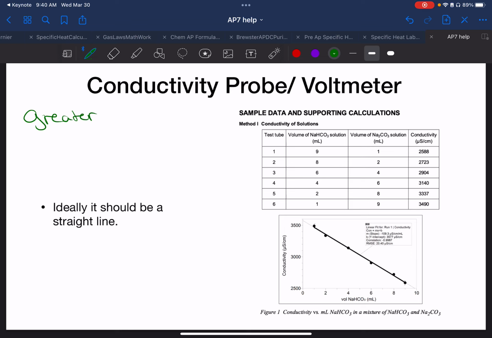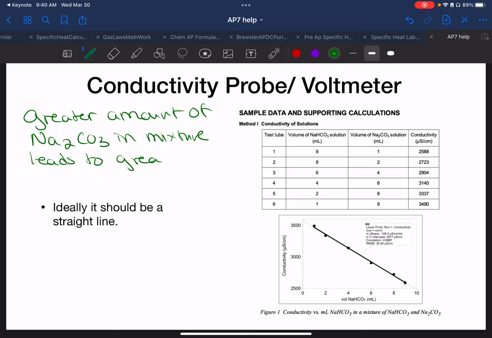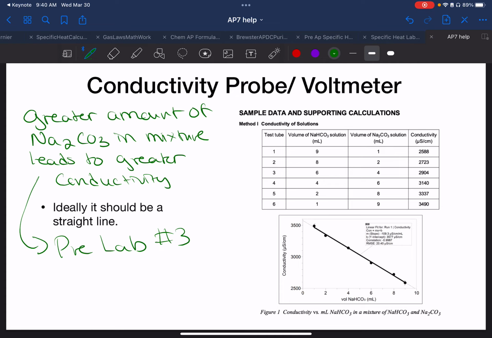of Na2CO3 in the mixture leads to greater conductivity. So that's what we were kind of trying to go for there, okay? And that supports pre-lab question number 3. So that's what that's supposed to do. So let's go on to the next part of the lab.